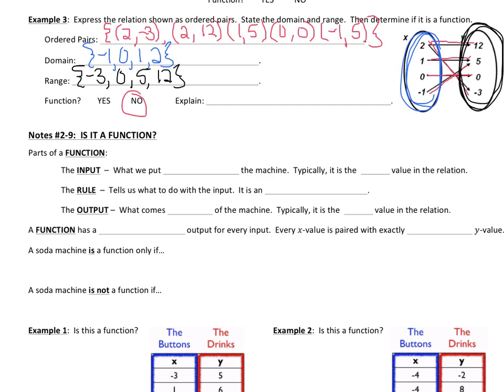All right, we said it was not a function, and we need to explain that. Well, it's not a function because the 2 value repeats. So we can say that the 2 value repeats. You could also say that 2 ordered pairs have an x value of 2. That would be another way to explain it.